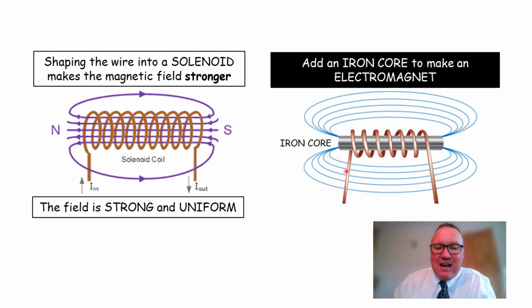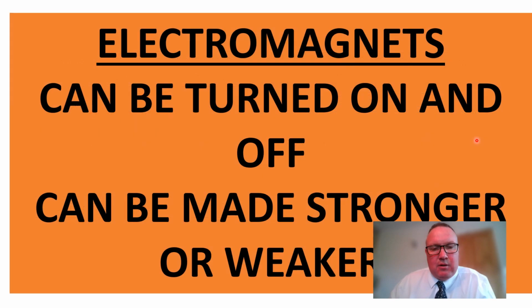If we add an iron core to that solenoid, we've made an electromagnet with an even stronger field. Now, the advantage of an electromagnet is that it's a magnet which we can switch on and off and make stronger or weaker. For example, if we're picking up scrap in a scrapyard, we can turn the magnet on to pick up the metal and turn it off to drop it. If we want to pick up something heavier, we can make the magnet stronger by increasing the current or weaker by decreasing the current. So electromagnets can be turned on and off, and they can be made stronger and weaker.